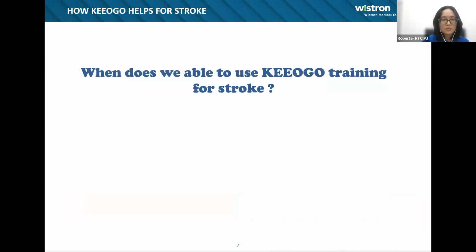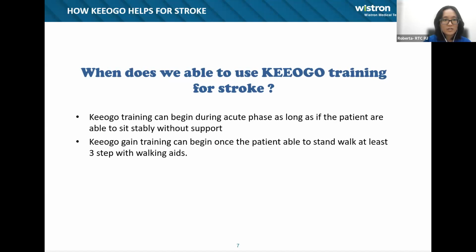So most of you may wonder when is the time that we can use Keeogo for training. Keeogo can start as soon as the acute phase, but we have to make sure that the patient is stable. If they can sit stably without support, they can start to use Keeogo for strength training. But for gait training, we have to make sure at least the patient can stand, even with an assistive device, and can walk at least 1 to 2 steps with an assistive device, then we can use Keeogo for their gait training.